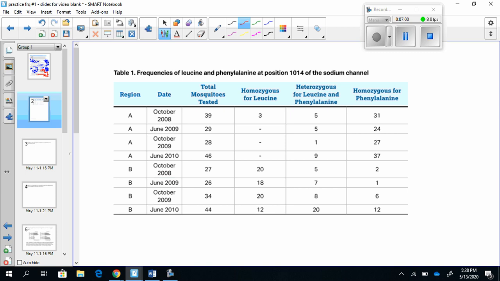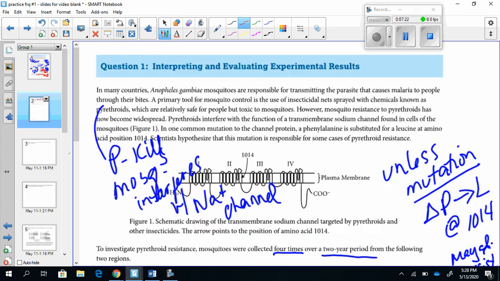All right, frequencies of leucine and phenolphthalein at position 1014. So if you're homozygous for leucine, you're LL. If you're heterozygous, you're LP. And if you're homozygous for phenolphthalein, you're PP. So I'm just making these up. These are the alleles that you have. And so let's just read what that change was. It changed from P to L.